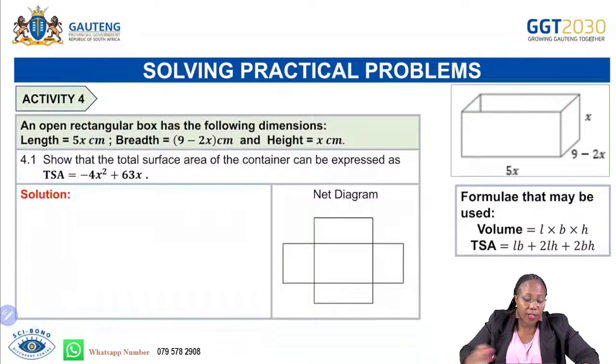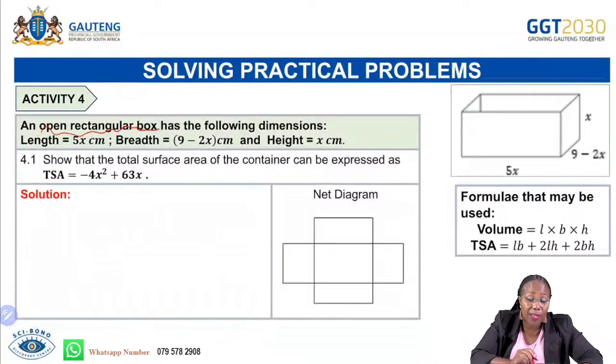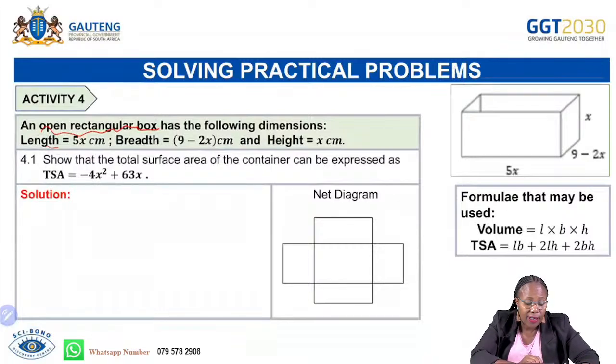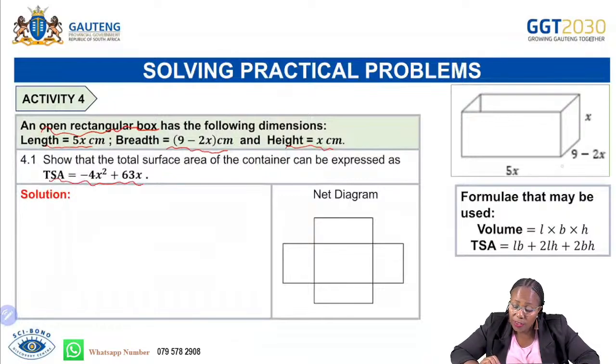This is another question. An open rectangular box now. This one is open. That means one side is not there. It's an open box, like your shoe box without the cover. It has the following dimensions. The length is 5x centimeters. The breadth is 9 minus 2x centimeters. The height is x centimeters. Show that the total surface area of the container can be expressed as total surface area equals minus 4x squared plus 63x. Okay, this is the box given to us, grade 12.